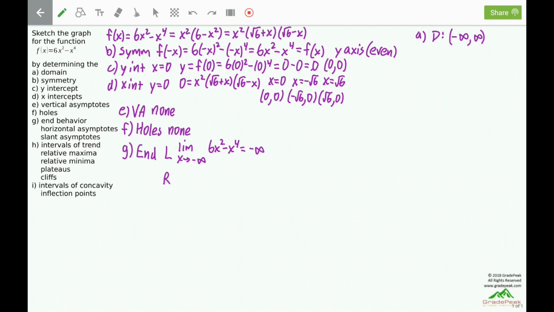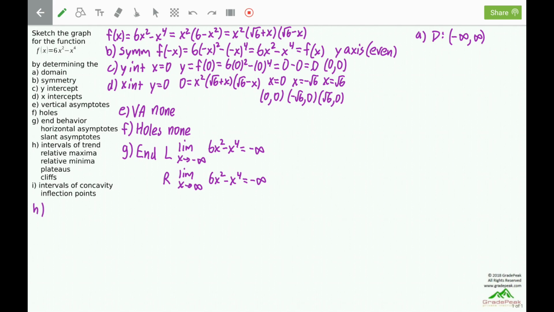We can determine the right end behavior by taking the limit as x approaches positive infinity of the function, 6x squared minus x to the fourth. Again, only the highest power term matters here. Positive infinity to the fourth is positive infinity, times the negative will be negative infinity. The highest power term is even, and therefore the left end and right end behaviors will have the same sign of infinity. They are both negative infinity here.